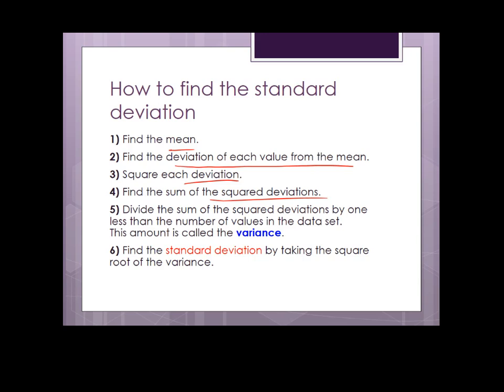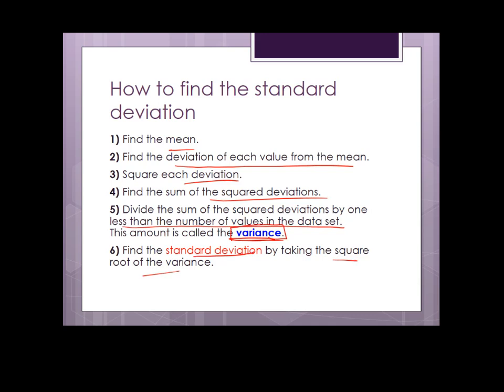And then you're going to divide it by 1 less than the number of values in the data set. So if you have 10 numbers, you're going to divide that number by 9. If you have 6 numbers, you're going to divide that number by 5. And that number is called the variance. And then you can use the variance to find the standard deviation by square rooting it.